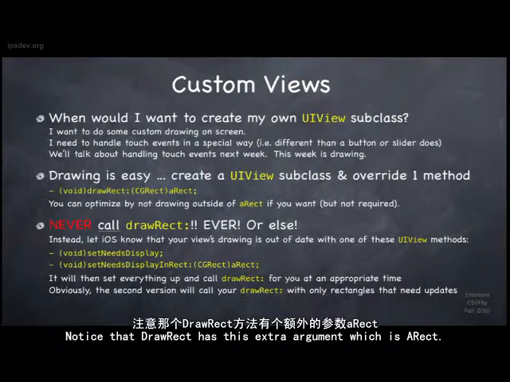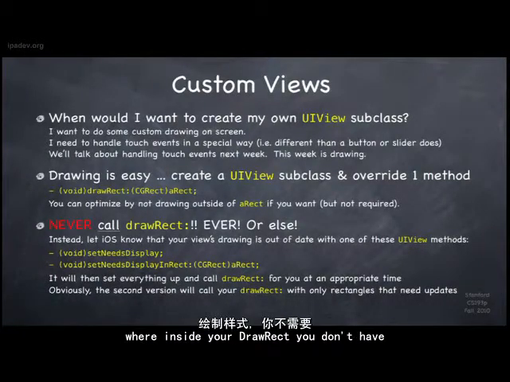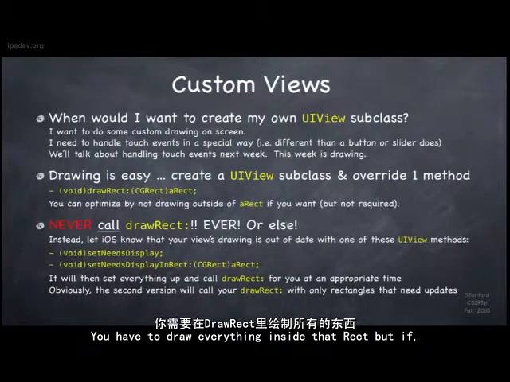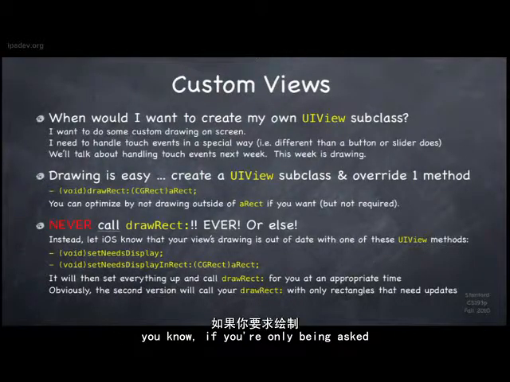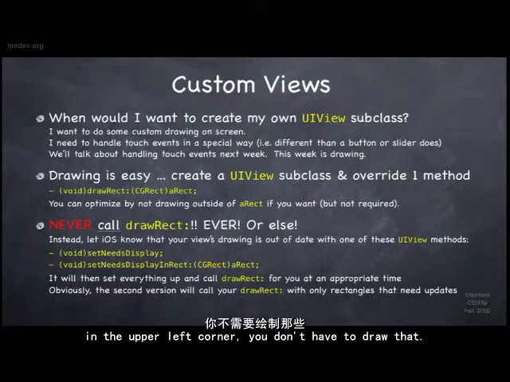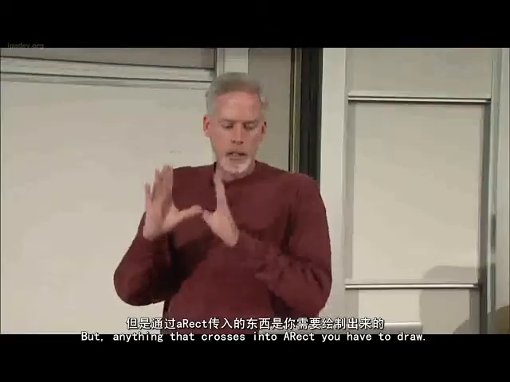Notice that drawRect has this extra little argument, which is aRect. aRect is kind of a performance thing where inside your drawRect, you don't have to draw outside of that rect. You have to draw everything inside that rect. But if you're only being asked to draw the lower right corner of your view and you've got something complicated in the upper left corner, you don't have to draw that. But anything that crosses into the rect, you have to draw.